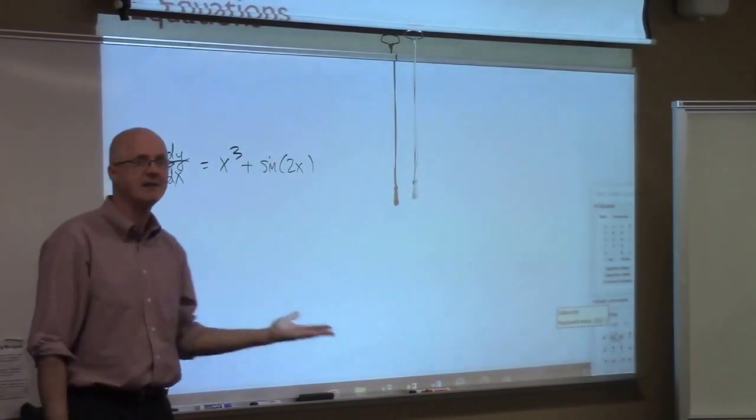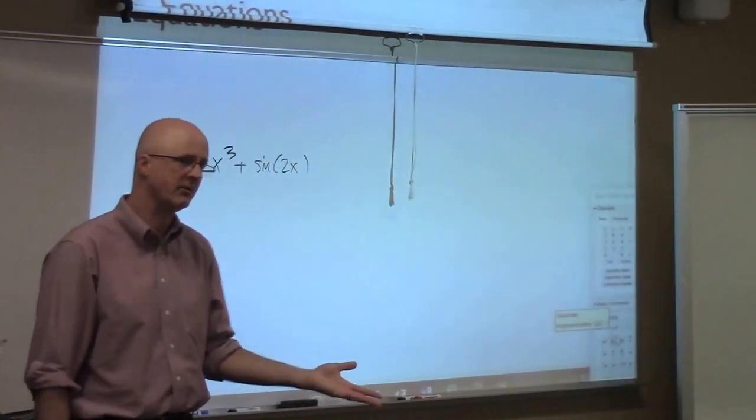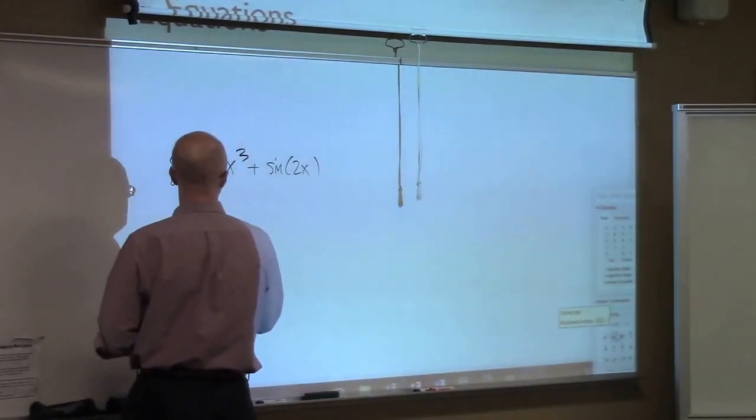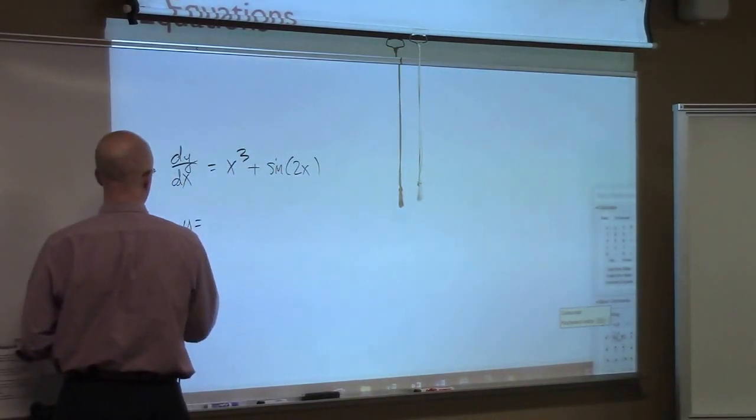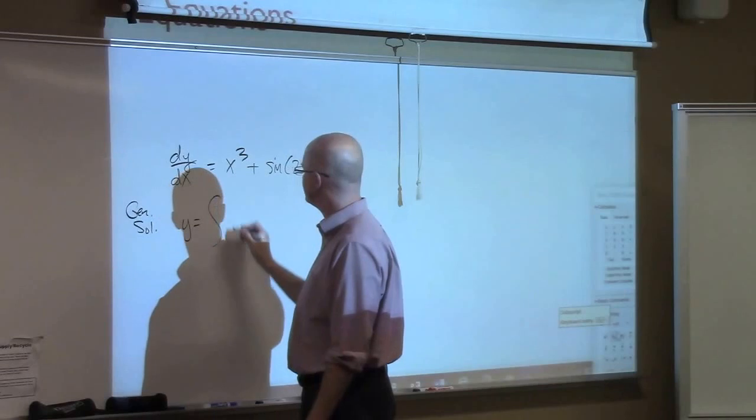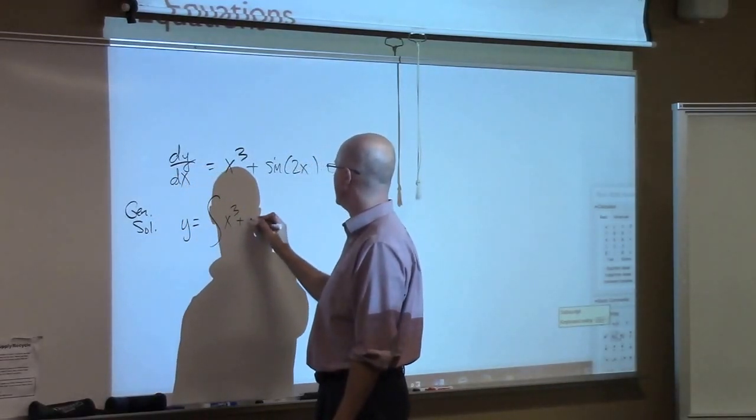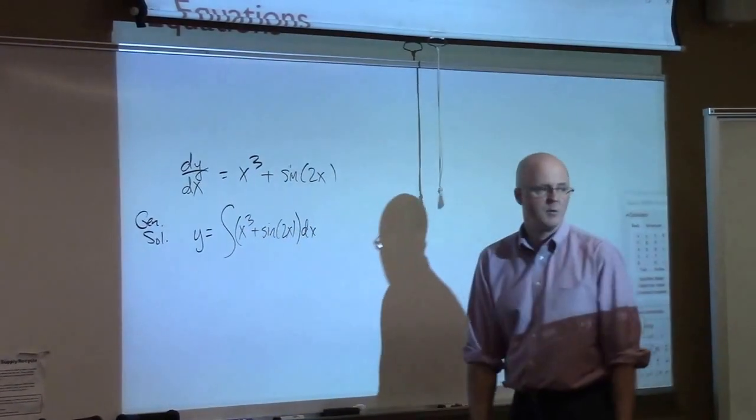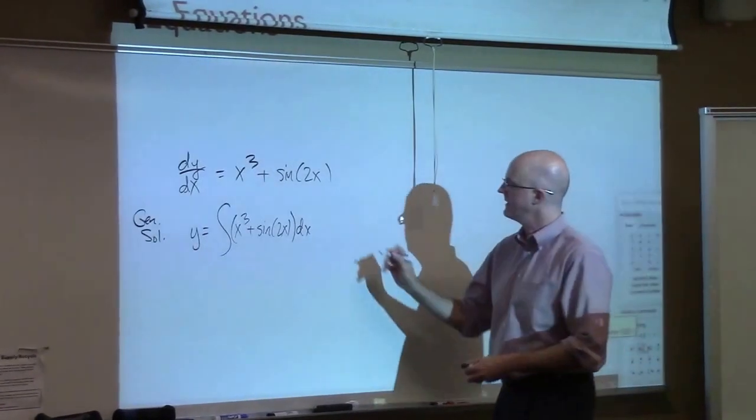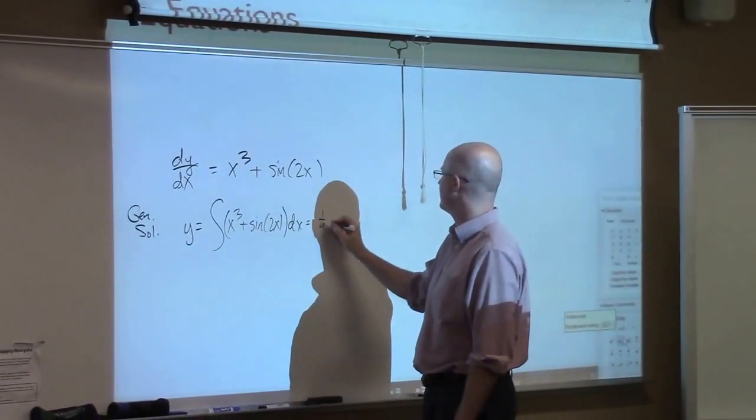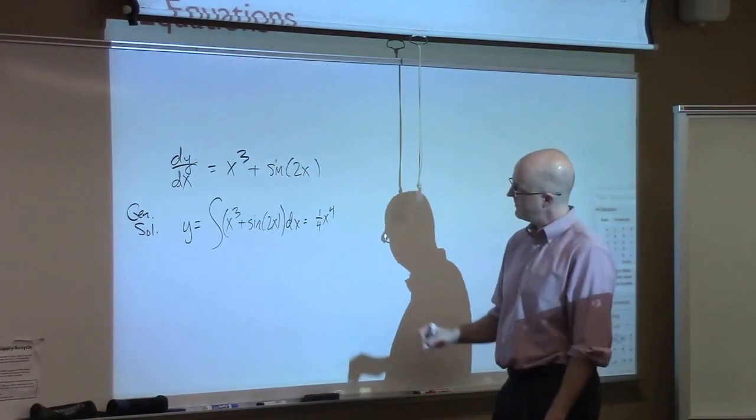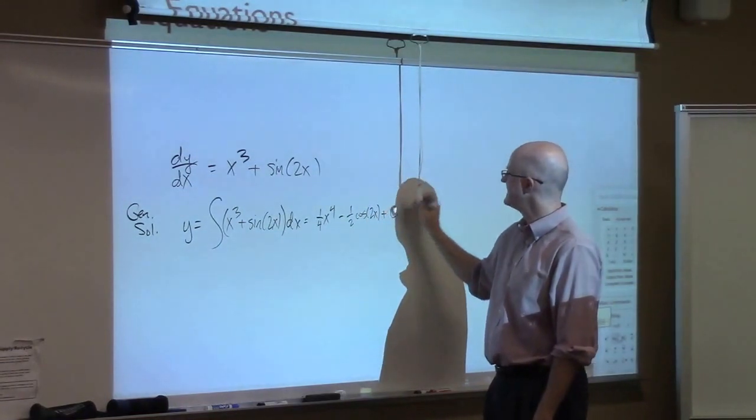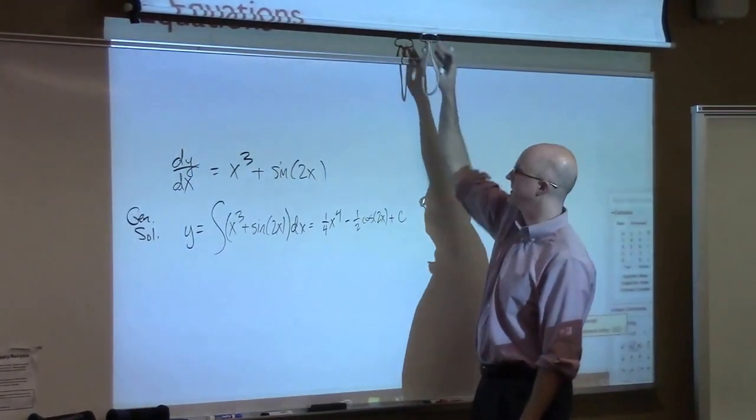This is the simplest kind of differential equation. It's what I call a pure antiderivative problem. All you have to do to find the answer is just integrate. Your general solution can be found just by integration. y equals the integral of x cubed plus sine of 2x. And you want to put the integration constant in there as well. You're going to get 1/4 x to the 4th, careful, minus 1/2 cosine of 2x plus some arbitrary integration constant.